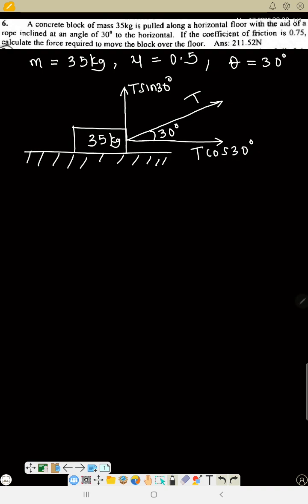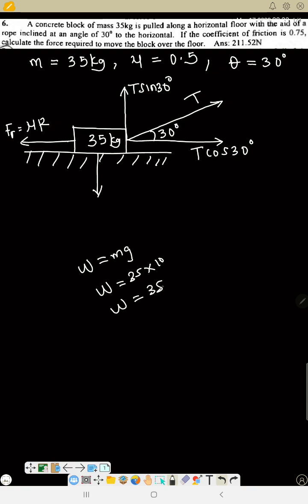Now, if the coefficient of friction is this, that means frictional force will be acting this way, Fr. And Fr is mu R, coefficient of friction times R. Note that the weight of this object will be acting downward. So weight is mg, that means 35 times 10. Here g is 10, so weight will be 350 Newton.